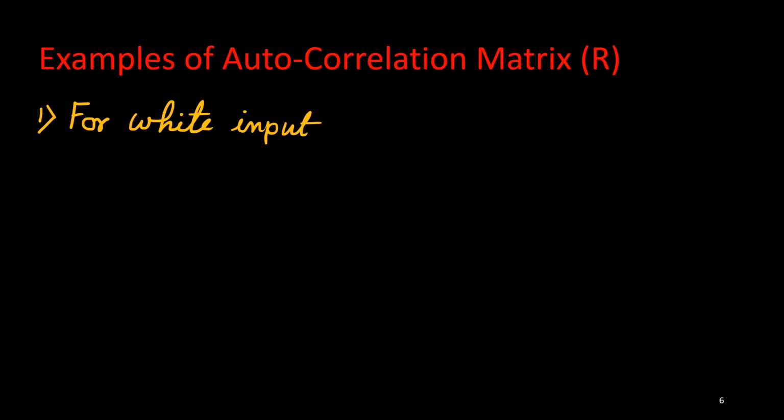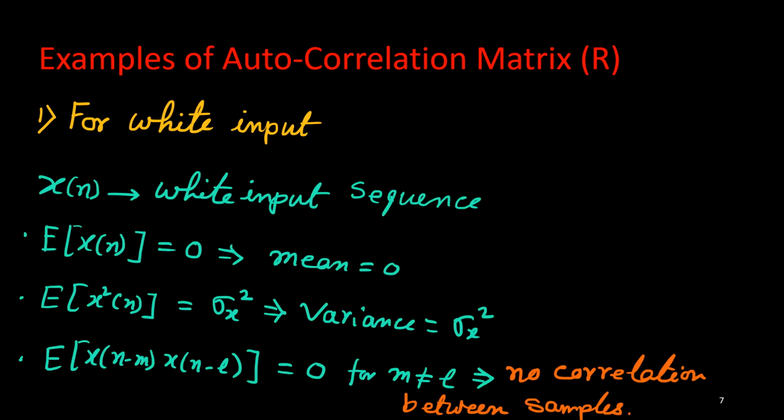Now I'll give you a few examples of the autocorrelation matrix R. First, we'll start with white input. We know that if x(n) is a white input sequence, and if we consider the expected value of x(n) equal to 0, that implies the mean value is 0, and the expected value of x squared (n) equals sigma x square, that implies the variance equals sigma x square.